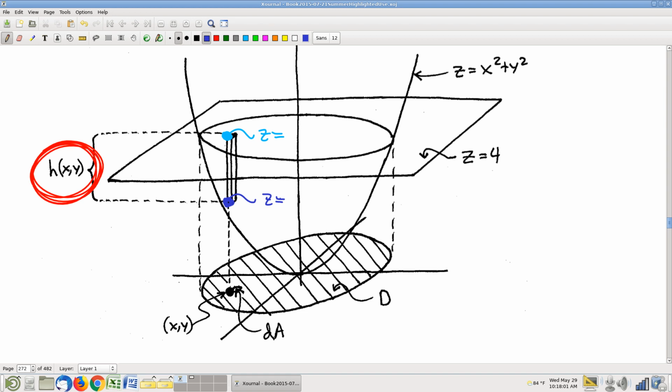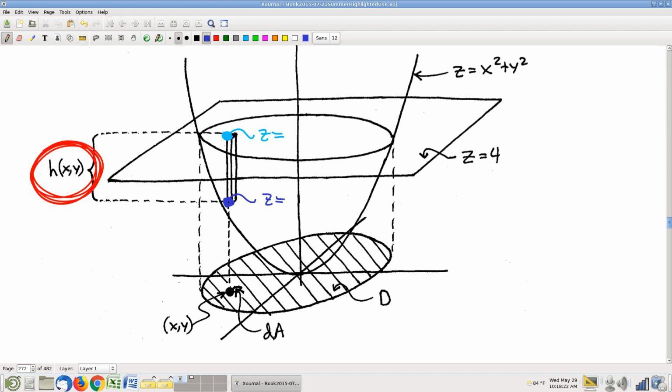Everybody happy? You might recall problems analogous to this back in Calc 1 or Calc 2 classes, depending on your course, I suppose, where if you want to know the area between two curves, then you do an integral of f minus g. That's kind of the same sort of thing here.